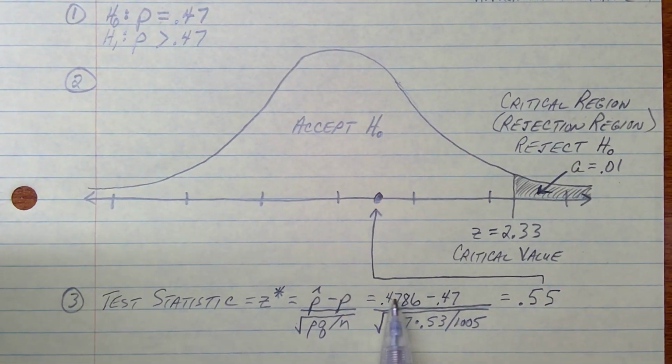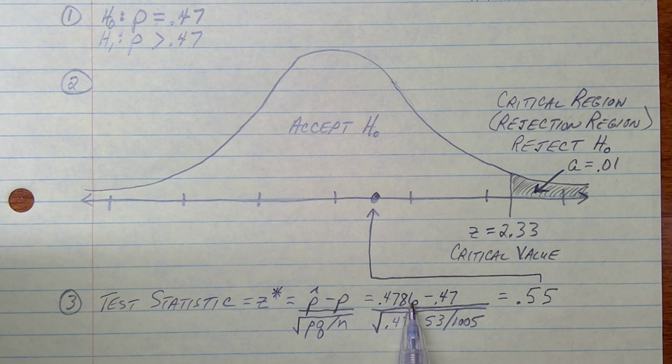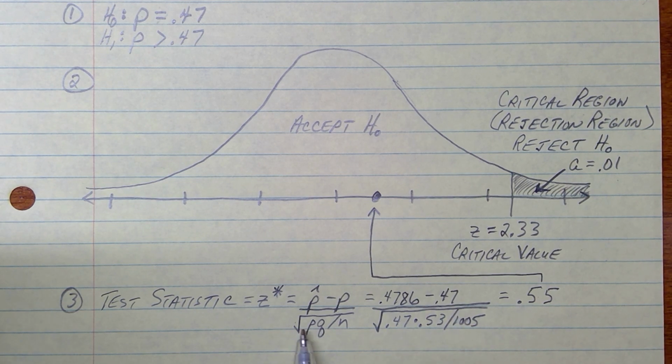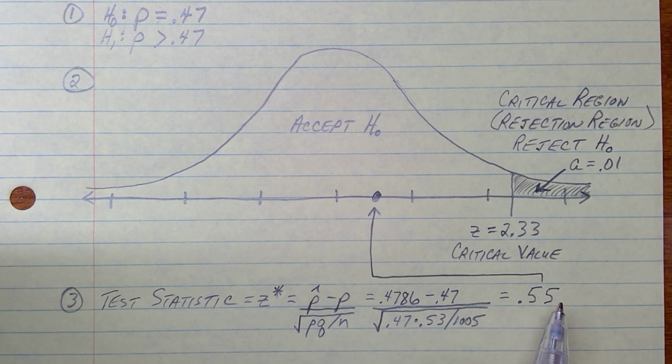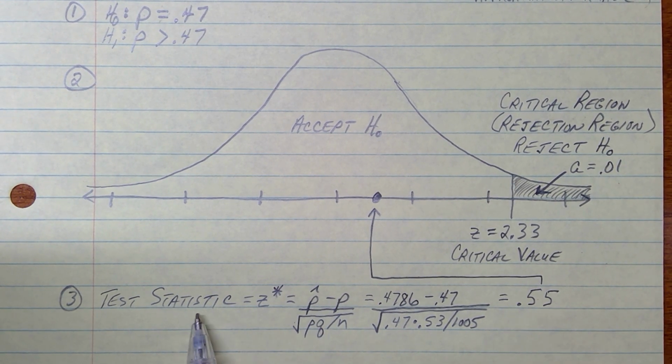So on my data, I say it's a little higher than 47%, minus the advertised claim, the accepted value of 47%, over, and now this is basically a standard deviation calculation. I need P, that was 47%. Go back to your data and look. Q, that's the proportion of failure, 53%. Divided by how many? 1,005. And we get a test statistic of 0.55. So that tells me to place a dot about half a step, 0.5 is a half, about half a step to the right.